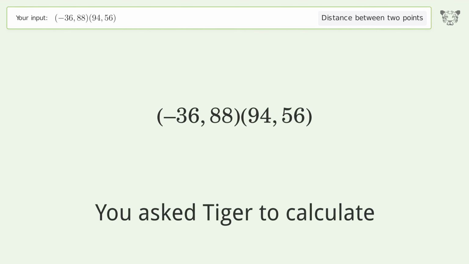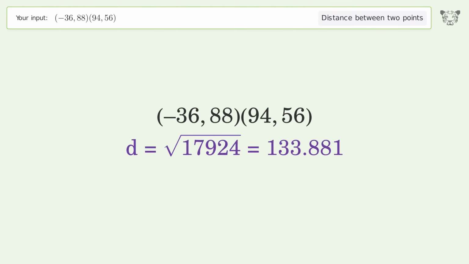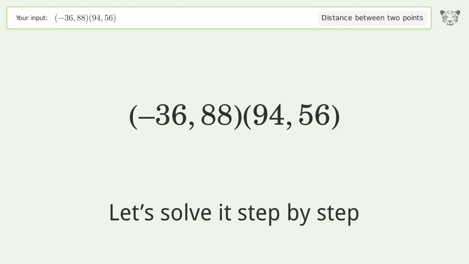You ask Tiger to calculate. This deals with the distance between 2 points. The distance between the 2 points is the square root of 17,924, or 133.881. Let's solve it step by step.